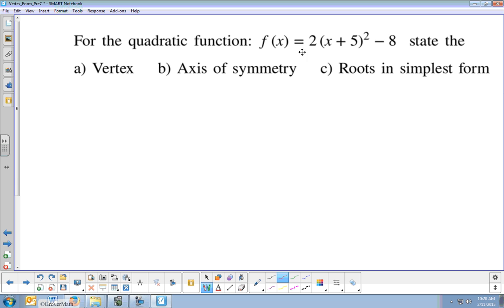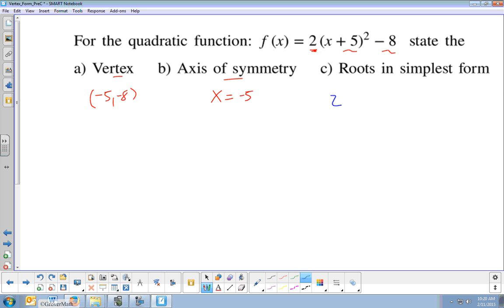All right, the vertex. Now this one has a term, a number in the front. That does not impact the vertex or the axis of symmetry. So that's still just involving opposite sign here, proper sign here. So vertex would be negative 5, negative 8, because this means left 5, down 8. Axis of symmetry is x equals, don't forget the x equals, negative 5.